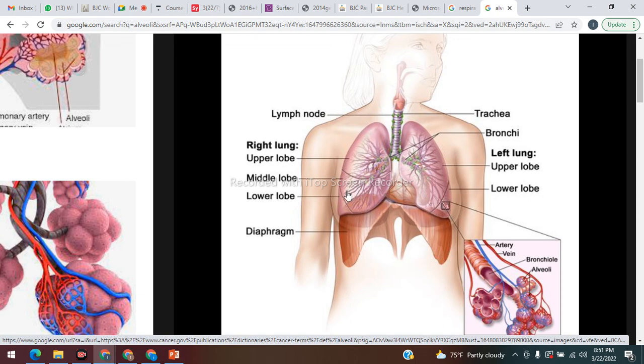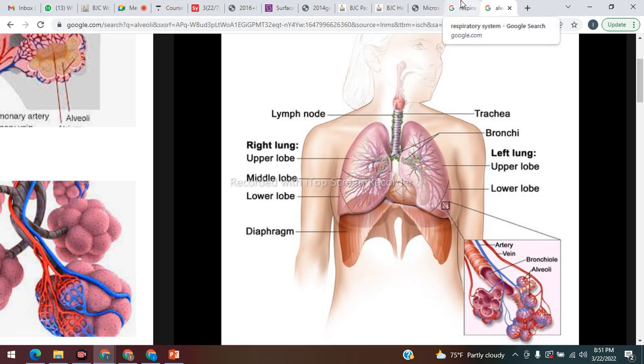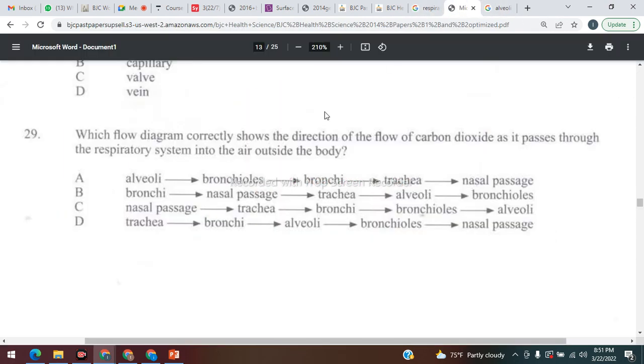So from the alveoli at the back, going all the way to the bronchus, these two, right? Then it goes to the trachea. Then from the trachea it goes into the nasal passage and out through the nose. So it's the same thing with this, which is what it's saying: it's going to go from the alveoli to the bronchioles, then to the bronchi, then to the trachea, then out through the nose. Okay, so the correct answer here is A.